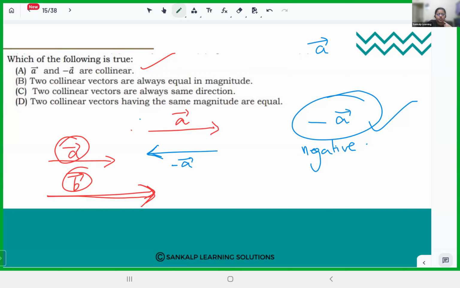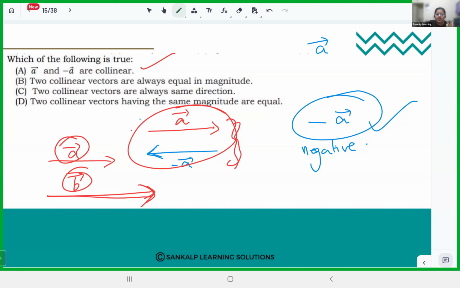Now the third option is two collinear vectors are always in the same direction. No, clearly this is an example. Vector A and the negative of vector A are collinear, but they don't have the same direction. They have just opposite direction, right? And the fourth option is two collinear vectors having the same magnitude are equal. That is also not true, right? Here, these have the same magnitude. They are collinear vectors. Can you say that these vectors are equal? No, because their direction is opposite.